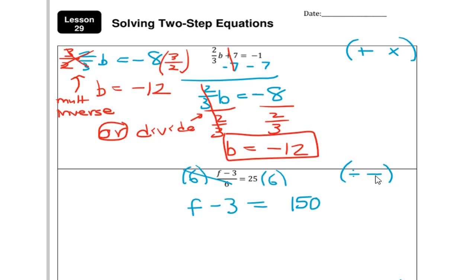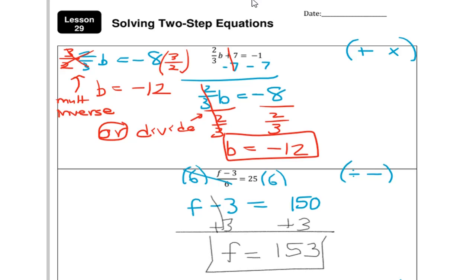And now the only operation holding me back is that subtraction sign, so I'm going to undo that by doing its opposite, which is adding. My final answer is 153. I always get into the habit of boxing or circling my answers. All right, pause the video if you need to copy, and then I'm just going to show you the answer to the last question. Hopefully you can figure out the correct work to show.